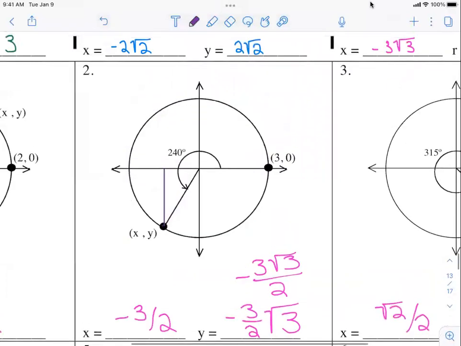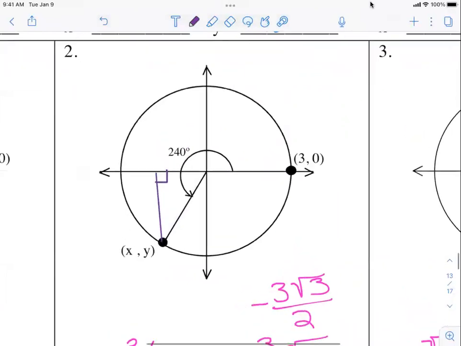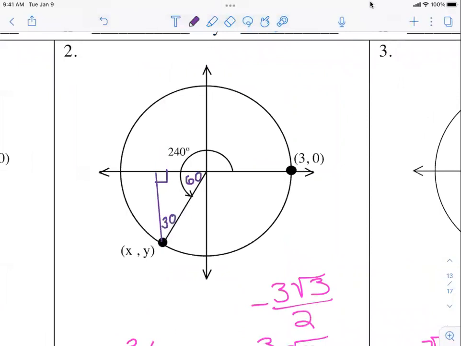So we're going to go ahead and make our right angle there. Drop it to the x-axis. And we're going to find our angle. So this is 180. So 180 minus 240 is 60. So this is 60 and 30 here. So the only other information we know is that x is 3, because that's 3, 0.